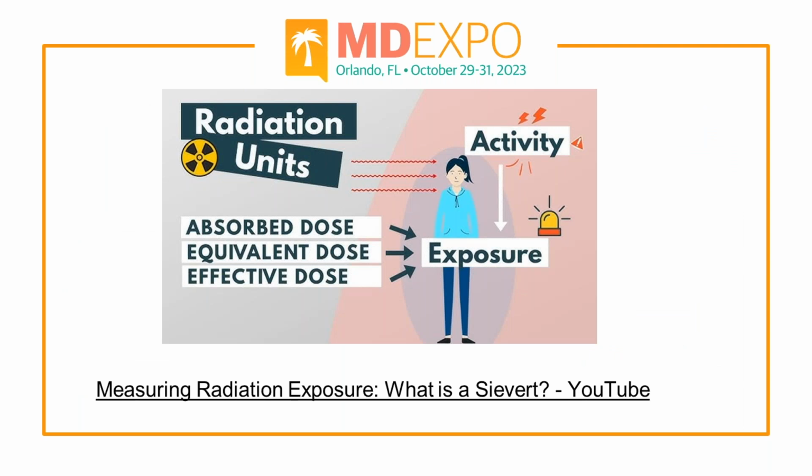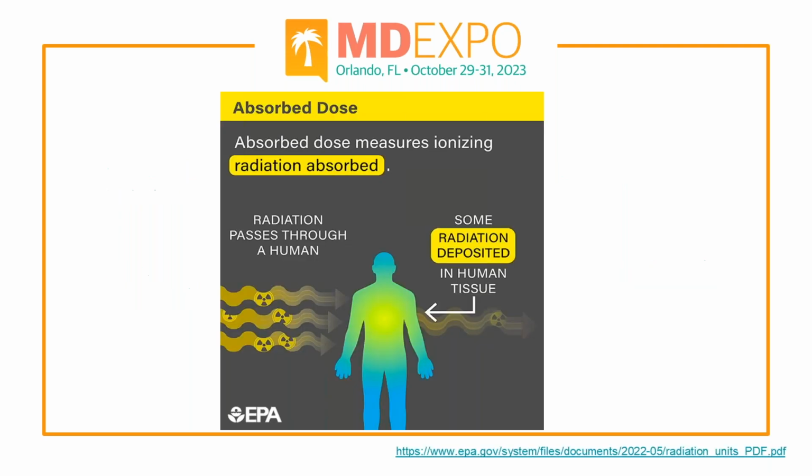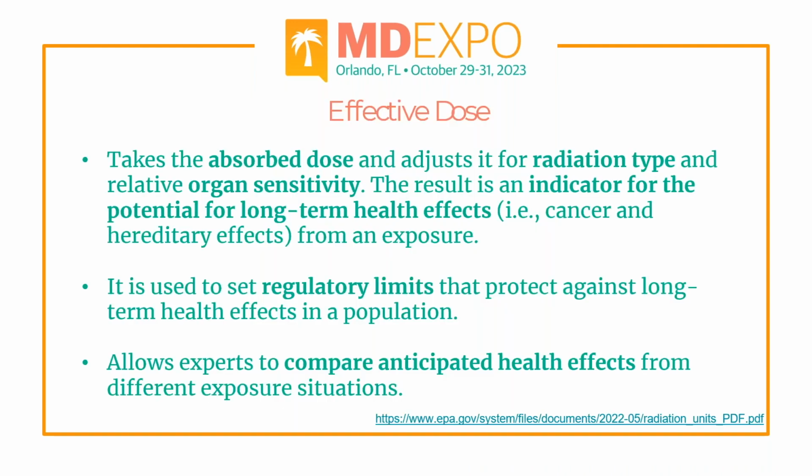This is a good YouTube video I came across, so I recommend you look at it. It talks about the different doses: absorbed dose, equivalent dose, and effective dose. So absorbed dose is the amount of energy deposited per unit mass, and the unit of absorbed dose is the gray. These are the international units, and rad, as I said, is the US unit. So this is another link here. I'll let you read it as we're running out of time. Units about effective dose, I'll skip through this, sorry.